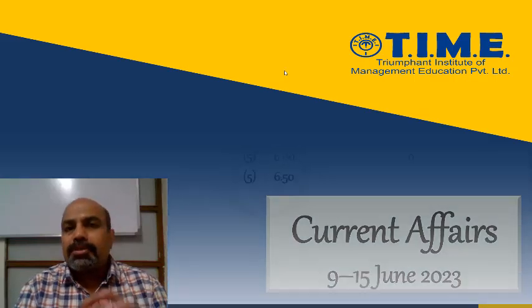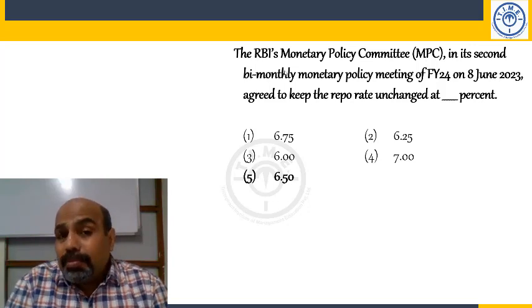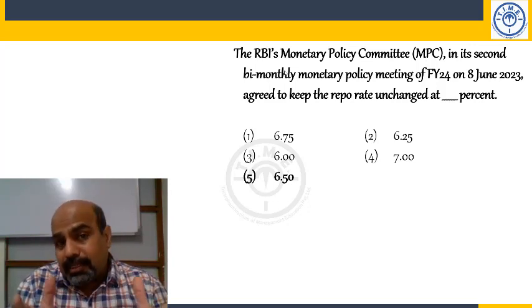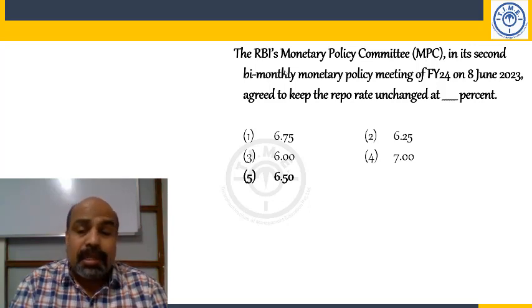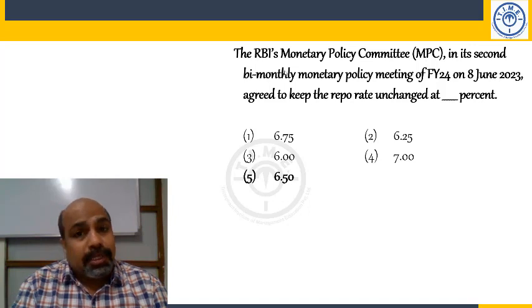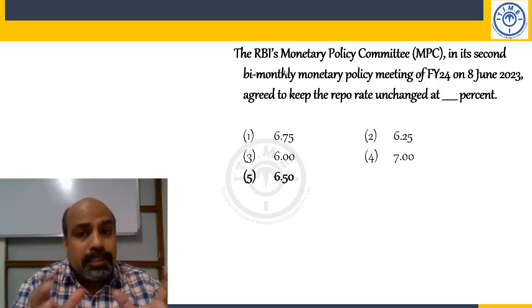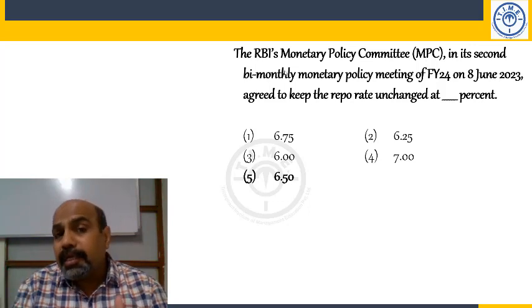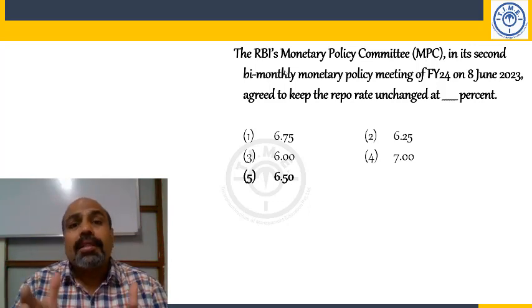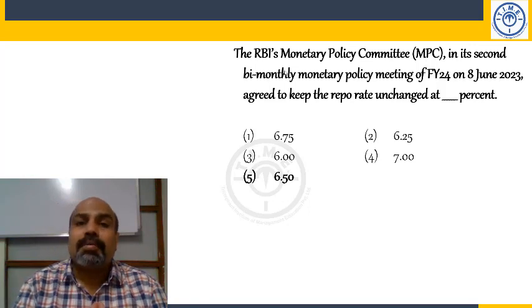Today's first question relates to the decision of the Monetary Policy Committee of the RBI to keep the main interest rate, that's repo rate, unchanged. It was kept at 6.5%. The repo rate, as you would understand, is the interest rate charged by RBI on short-term loans to commercial banks.